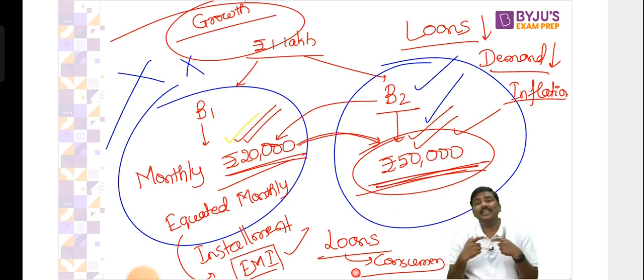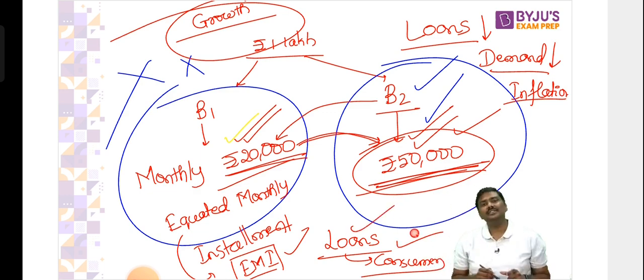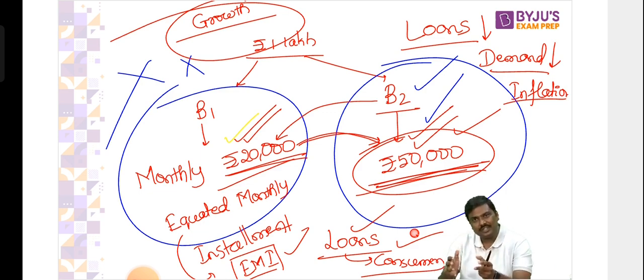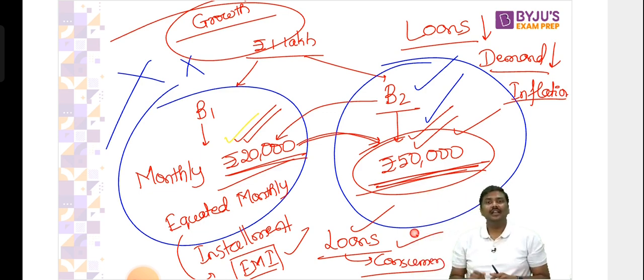So what kind of loans are the banks giving to consumers? That credit will be utilized. We'll change the policies there so that either the demand for such loans will increase or the demand for such loans will decrease.